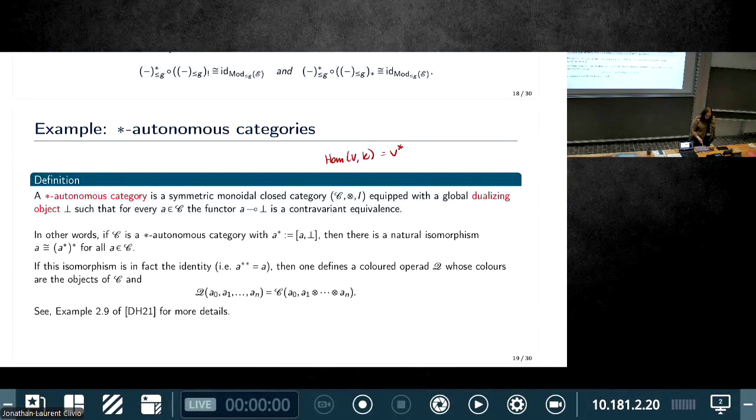If you have a star-autonomous category, one of the properties is that a double dual is isomorphic to A. So for all A in my category C, if I take this isomorphism to be strict, if it's the identity, so if A double dual is equal to A, then I can define a colored operad, call it Q, where Q from A0 to A1 through AN is basically the maps from A0 into the tensor product of A1 through AN.